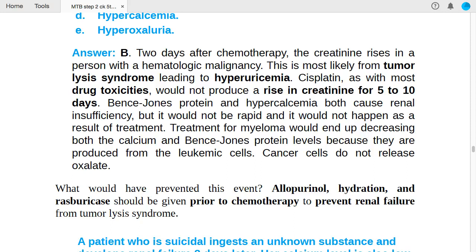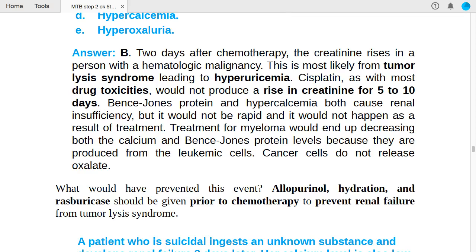Why? Because we are going to observe tumor lysis syndrome in cases in which there is a hematological malignancy like a multiple myeloma patient or any hematological problem where we are going to use chemotherapy. Because of the use of chemotherapy, there will be a rise in uric acid, and that can cause renal dysfunction. So it's far better to prevent this before starting your patient on chemotherapy.